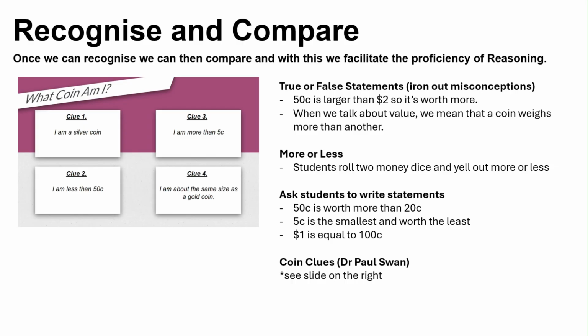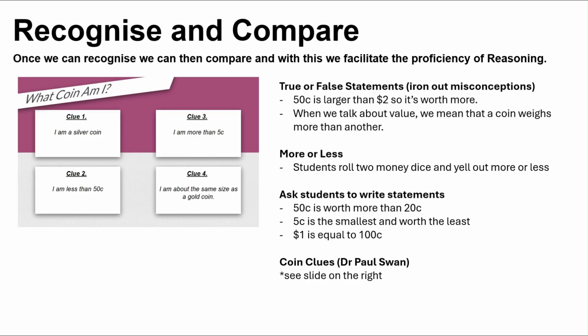So students roll 2 money dice and yell out more or less. How much more is one coin than another? How much less is one coin than another? Ask students to write statements. You could say 50 cents is worth more than 20 cents. 5 cents is the smallest and worth the least. $1 is equal to 100 cents.